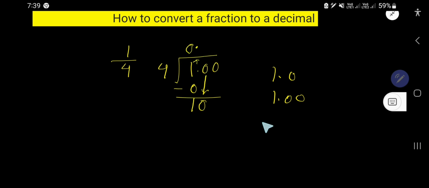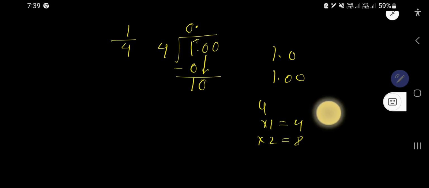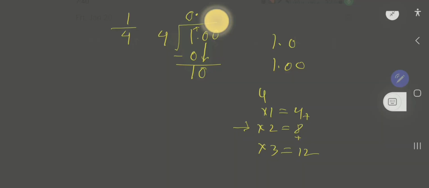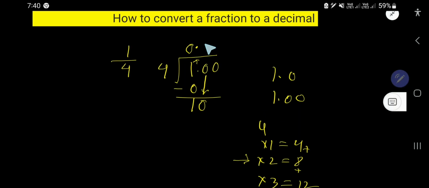Now 4 goes into 10 how many times? 4 times 1, 4. 4 times 2, 8. Just add 4 with this 4, then you will get 8. Then 4 times 3, just add 4 with this 8, 12, right? So 12 is greater than 10, so you need to consider this step. 4 times 2, 8. 4 goes into 10 2 times. 2 times 4, 8. Now subtract. Bring down this 0.